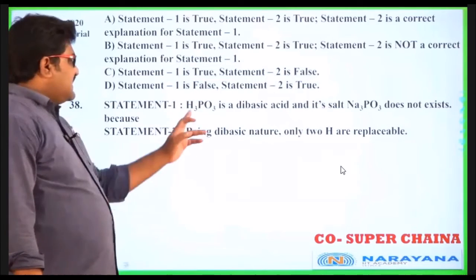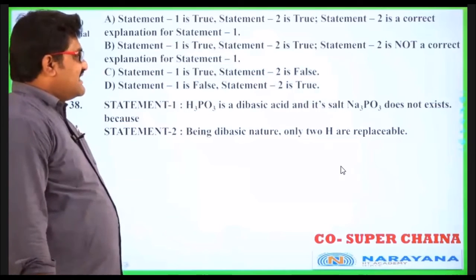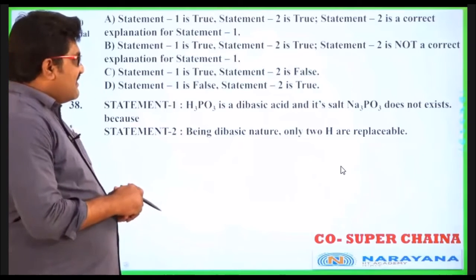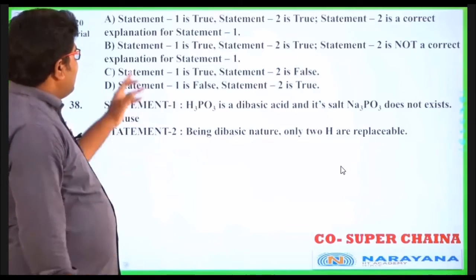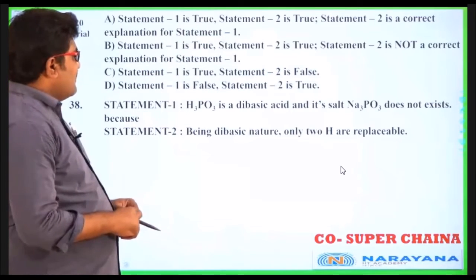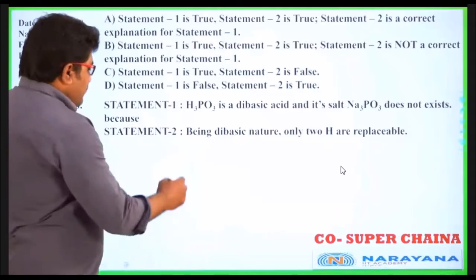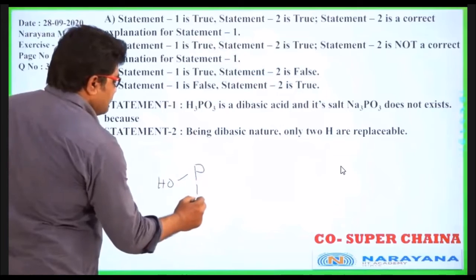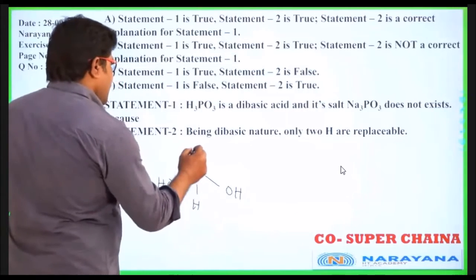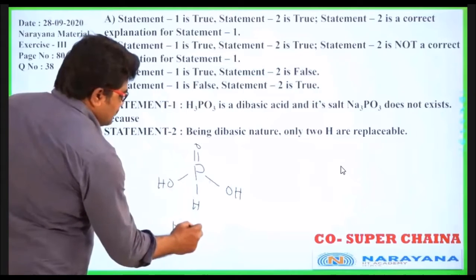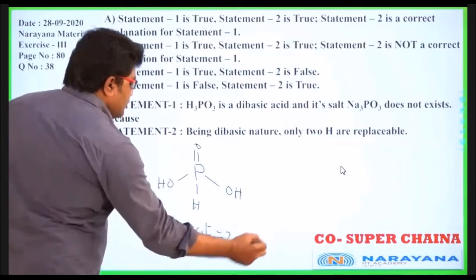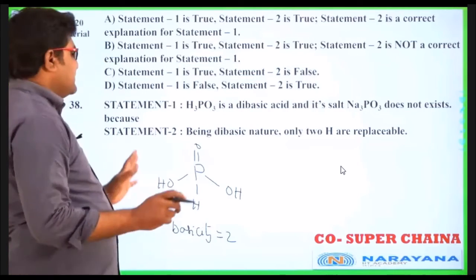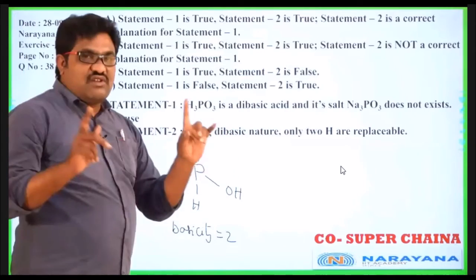Yeah, H3PO3 is a dibasic acid and its salt Na3PO3 does not exist, because being a dibasic nature only 2 H are replaceable. Yes, here statement 1 is true. See the structure of H3PO3, it has only 2 OH groups and a double bond. So basicity is equal to 2.